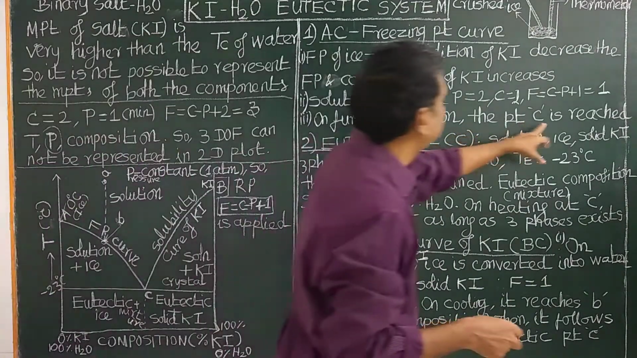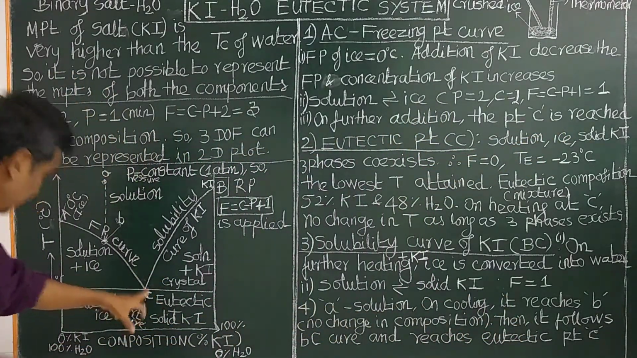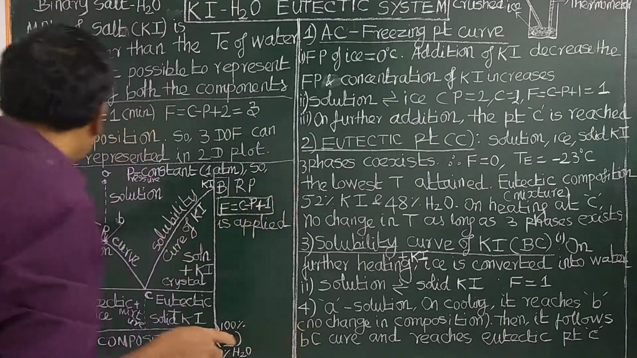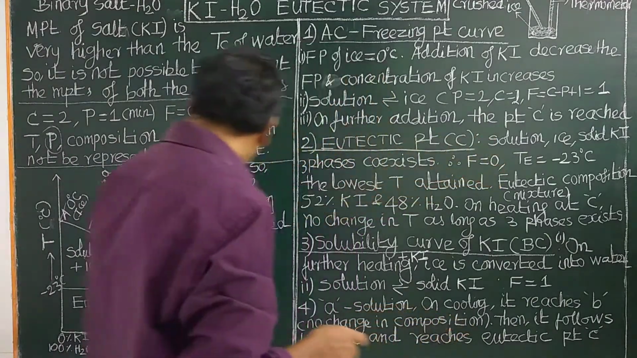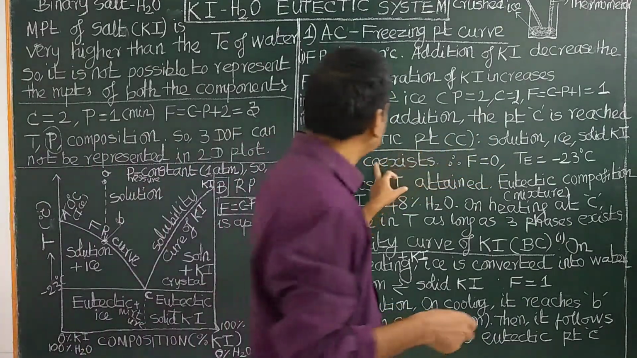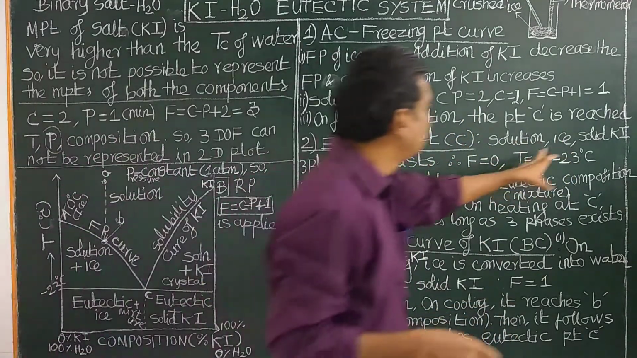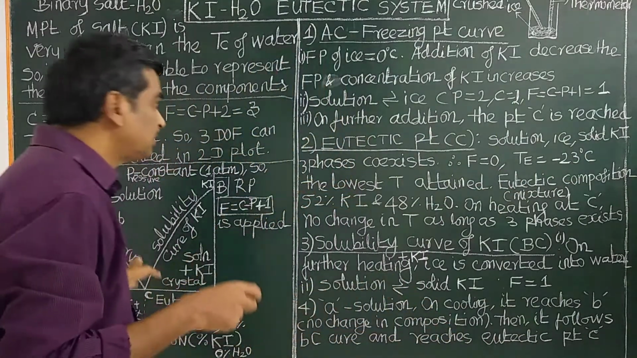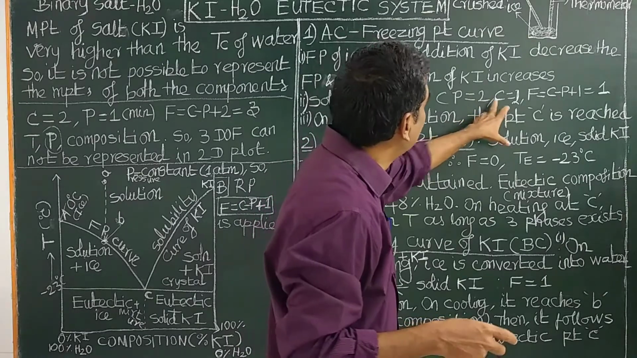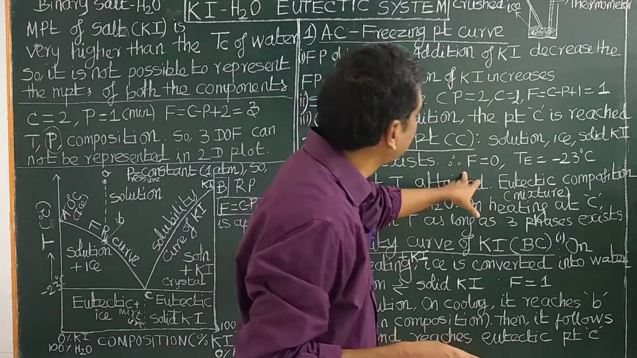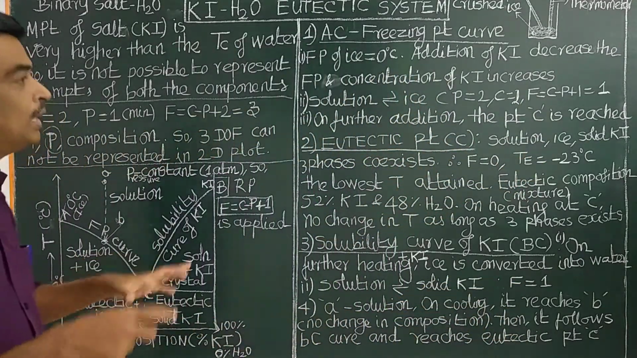The point C is called the eutectic point. The two curves AC and BC meet at a point called the eutectic point. At this point, three phases coexist: solution, ice, and solid Ka. Therefore, applying the reduced phase rule, P equal to 3 here because there are three phases, C equal to 2, F equal to 0, and this point, the eutectic point, is an invariant point.